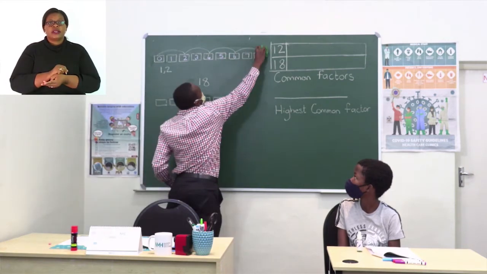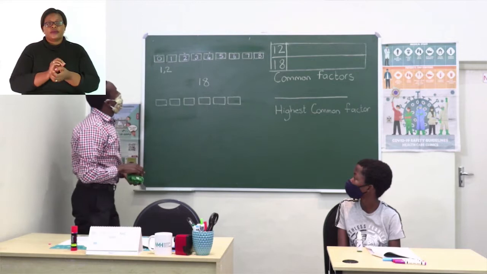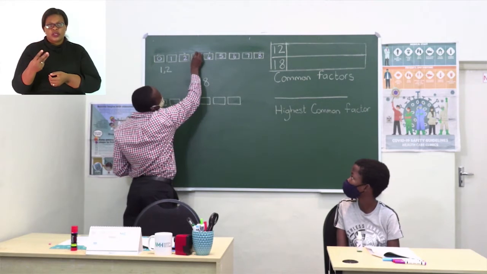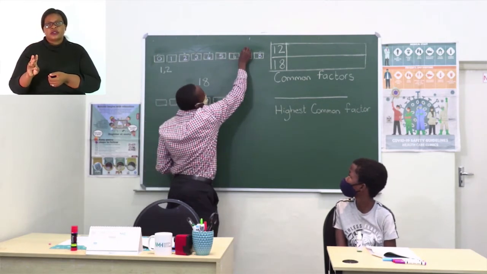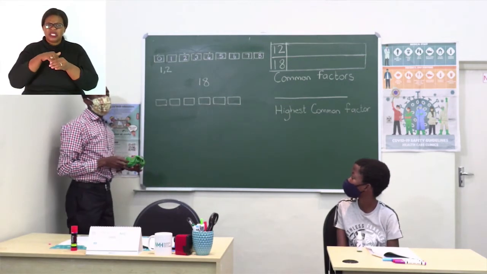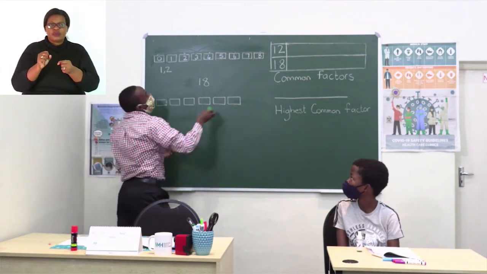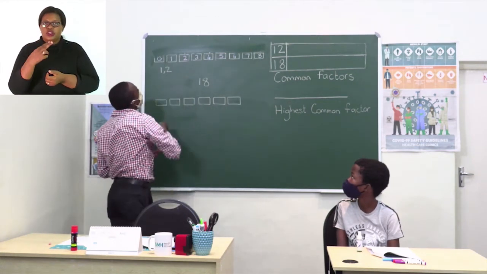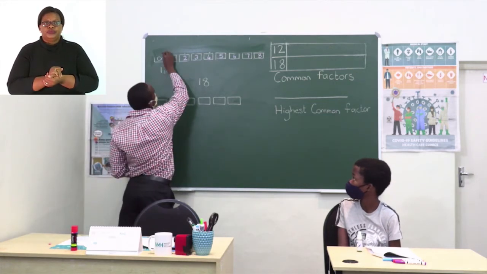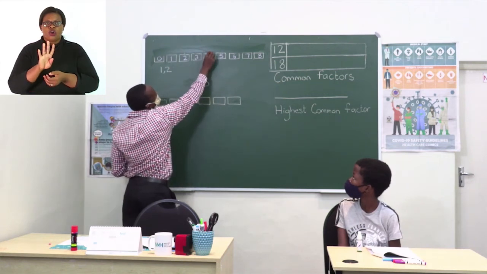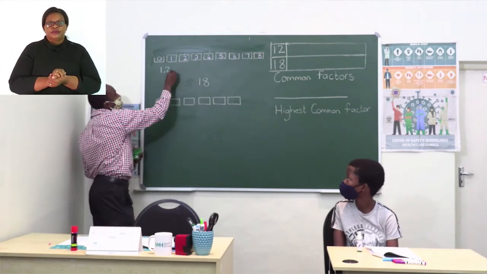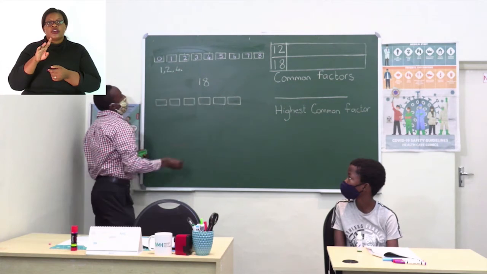All right. Now let's look at the next number, which is 3. Okay, so it's 3, 6. What do you notice? 3 is not a factor of 8. Now let's look at 4. 4, and then another jump of 4 will be 8. So 4 is a factor of 8.